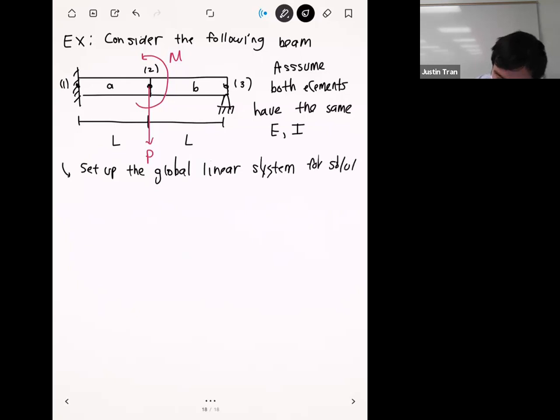And so one way that we can describe it is we can say that we want to basically set up the global linear system for solution. Okay. All right. And so we're going to go through our usual finite element process. And so our process, remember, begins with the element stiffness matrices.